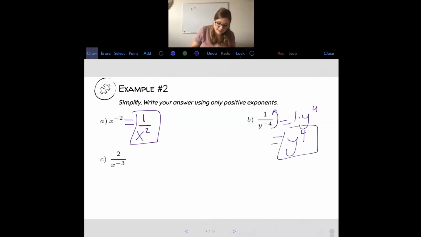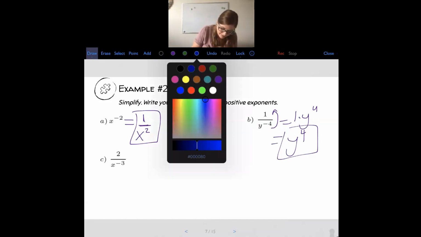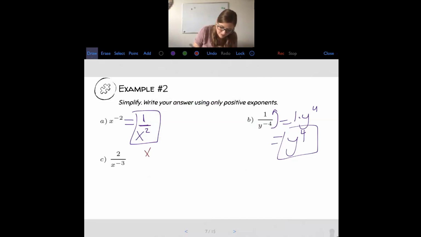And then for part C, notice that you're only moving the base with the negative exponent. So in this case, we would not do, let me do it in a different color, x cubed over 2. The 2 doesn't have a negative exponent, so the 2 is going to stay exactly where it is. We bring up x to the negative third to give us x cubed. So 2x cubed is our answer for part C.